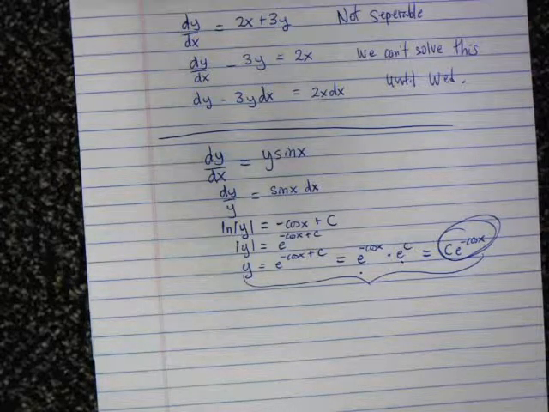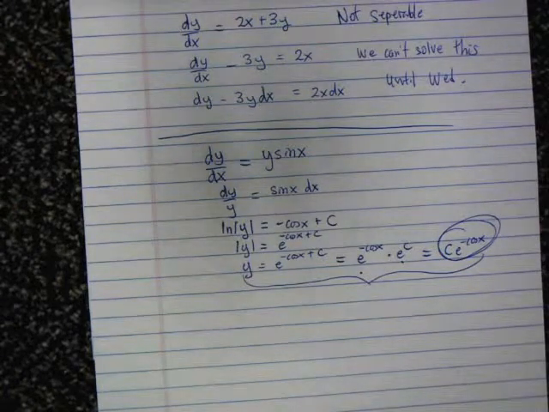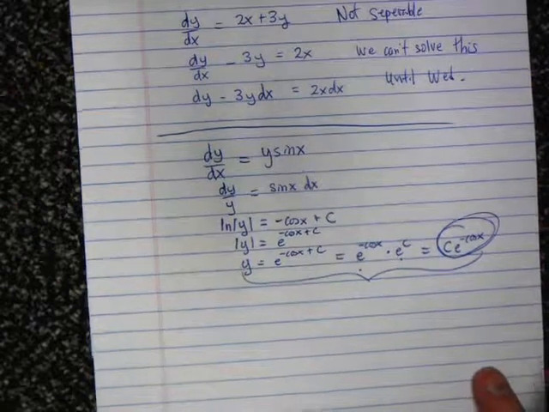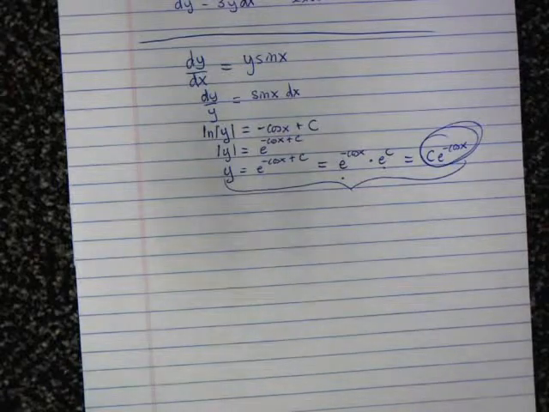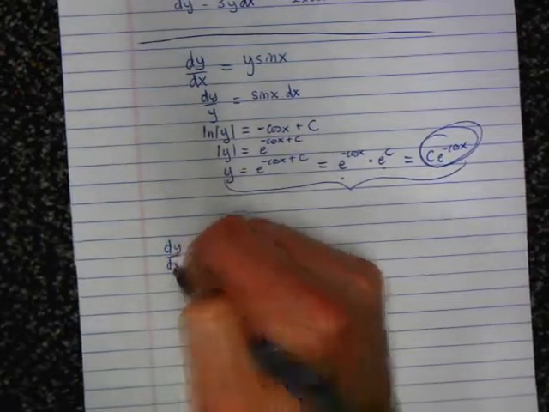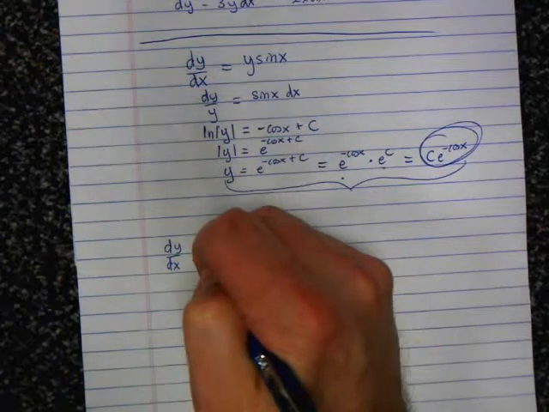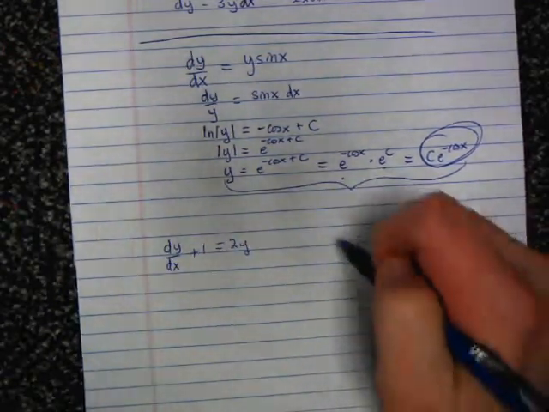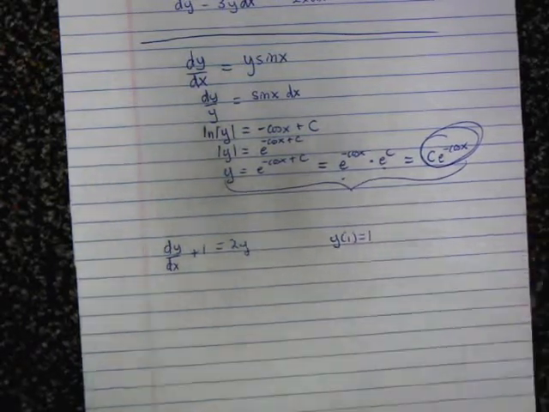All right, let's find some good problems in the book here. Let's see. dy dx plus 1 equals 2y. And this one has an initial condition. y at 1 equals 1.